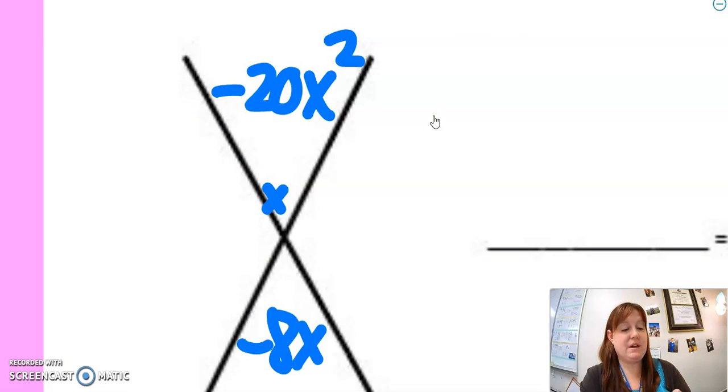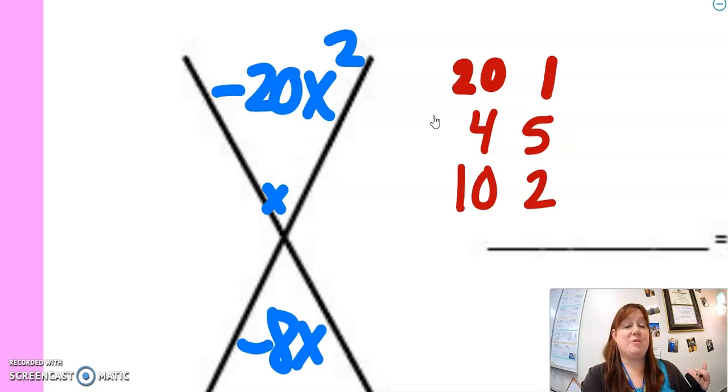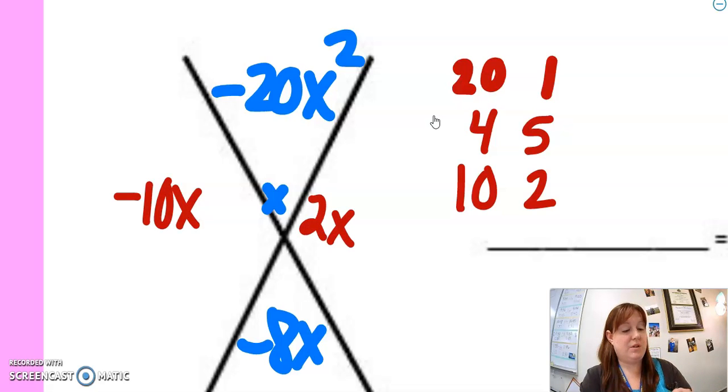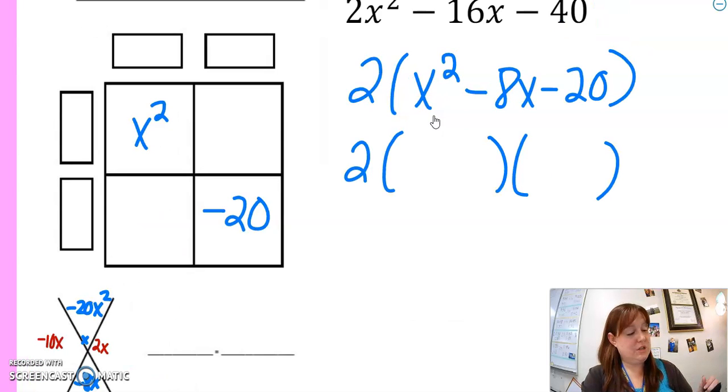So I just start listing my factors of 20. 20 and 1, nope, that's not going to work. 4 and 5, that's not going to work. 10 and 2, ooh, if one of them is negative and one is positive, this will work, right? So if I have negative 10x and positive 2x, sure enough, I will get negative 8x and negative 20x squared. So originally one of these was negative 10x and the other was positive 2x.